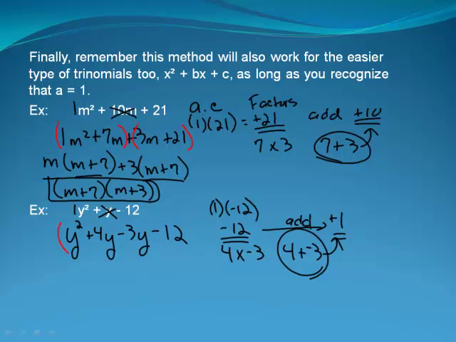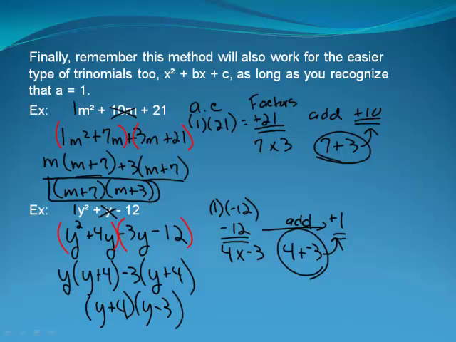Group in pairs. Either include that minus in your group or rewrite that as plus a negative 3y. Factor out of each group. We can pull a y out of this group, which leaves us with y plus 4. Out of the second group, we can pull a negative 3, leaving us with y plus 4. And we've got y plus 4, y minus 3 as our factored form of y squared plus y minus 12.